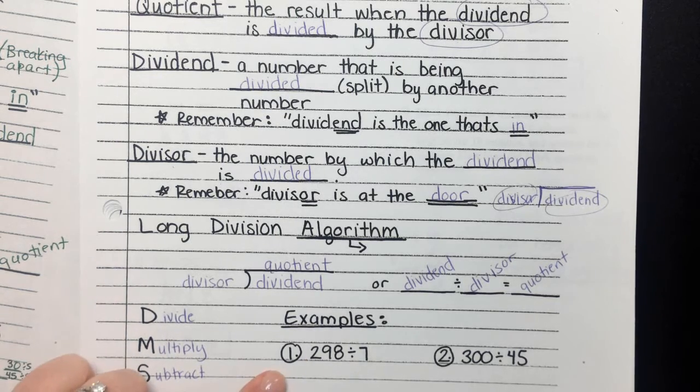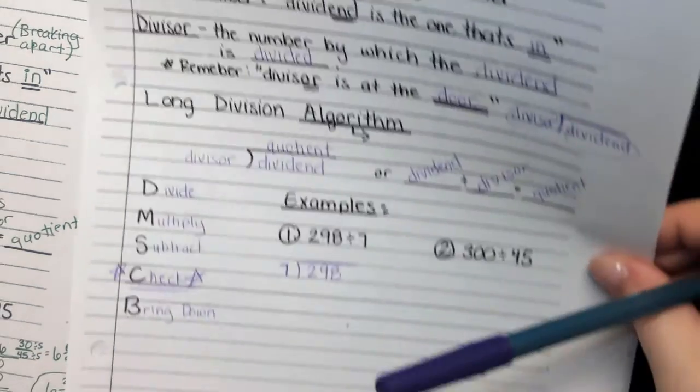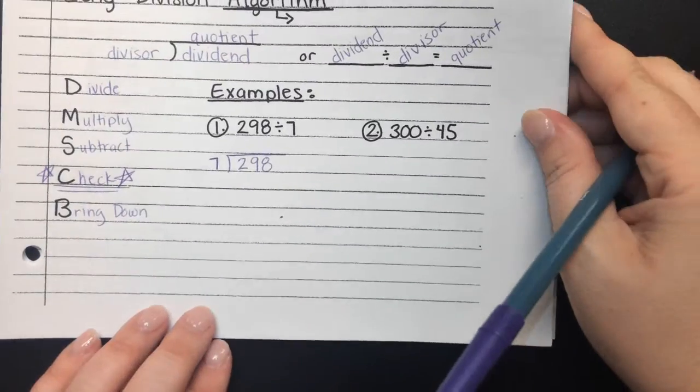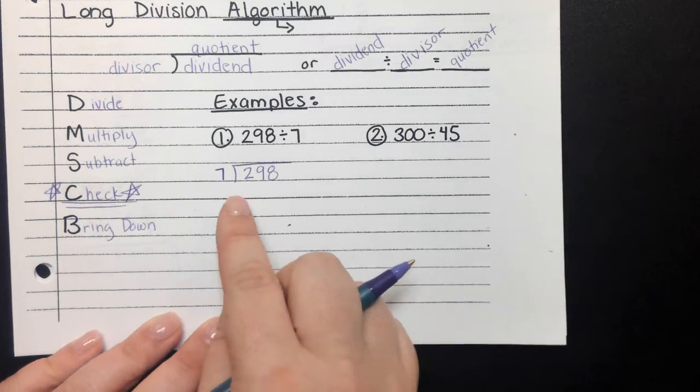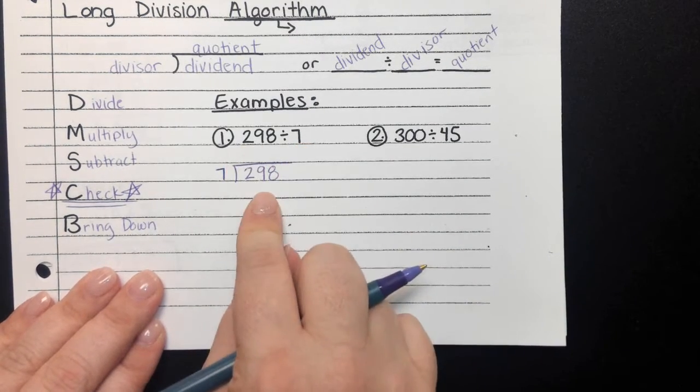All right, let's look at number 1. So I'm going to take the 7. I'm going to put it at the door because it got stuck. It was second. It got stuck outside the house. And I'm going to put my 298 in the house. I got to move it down. Thank you, Finley. There we go. All right, so my divisor went out the door because it was stuck outside. The one first makes it in the house.